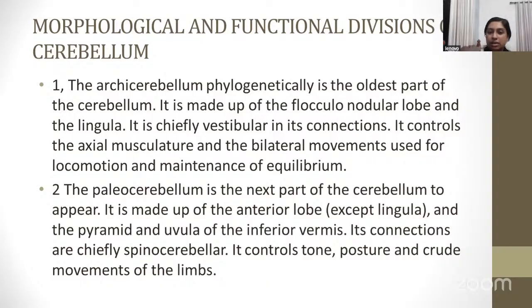Okay, and the archicerebellum, phylogenetically according to evolution, is the oldest part of the cerebellum, and it is mainly made up of two parts. One is the flocculonodular lobe and the lingular part of the vermis. This constitutes the archicerebellum. So it is seen in lower animals like fish, etc.